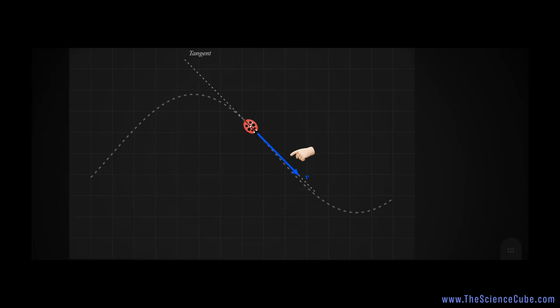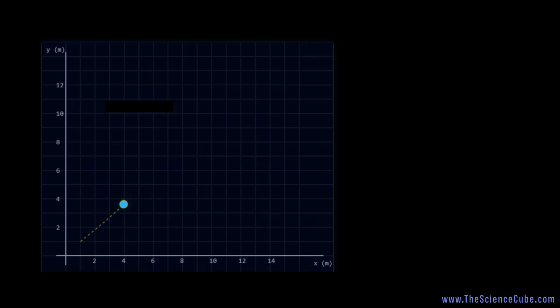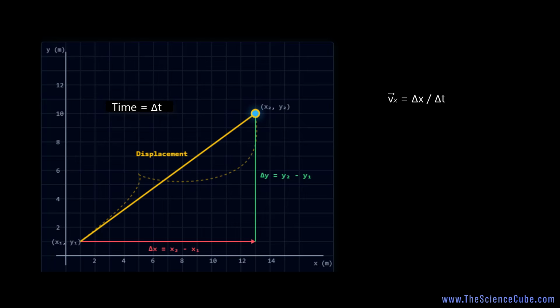So how do we calculate velocity in 2D? Well, quite the way we do in 1D. That is, average velocity is displacement divided by time. However, here it is computed component by component. That is, v bar x equals delta x over delta t, v bar y equals delta y over delta t.